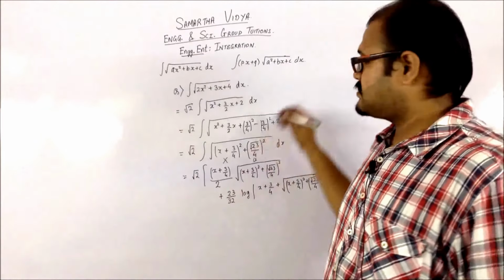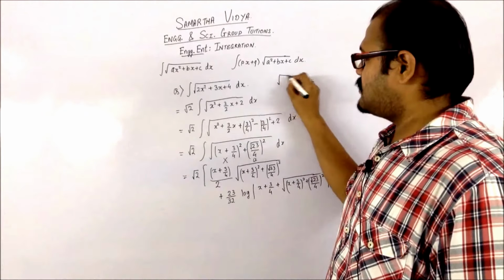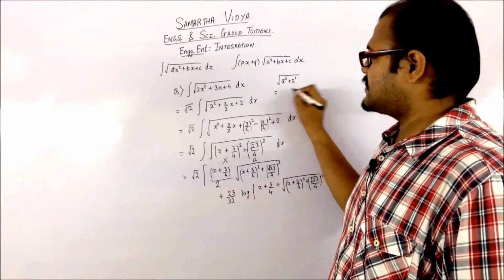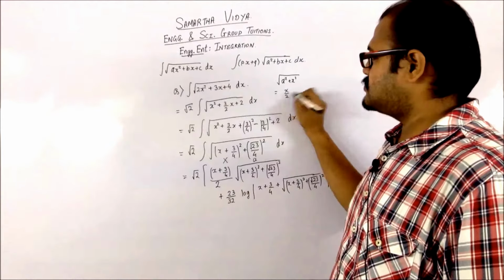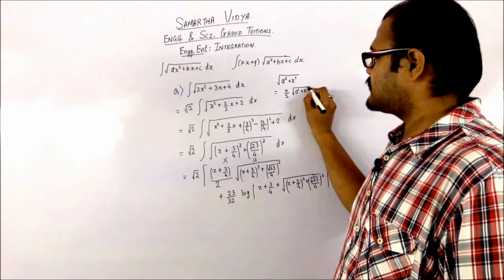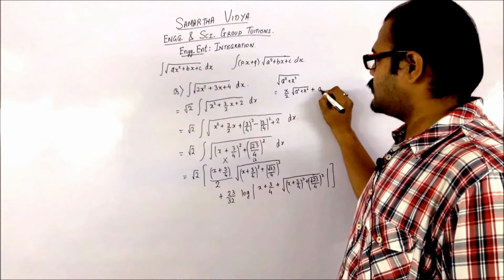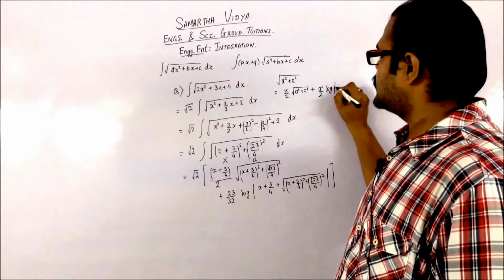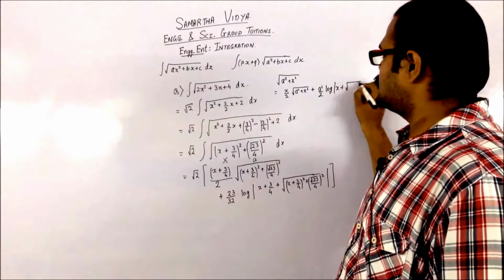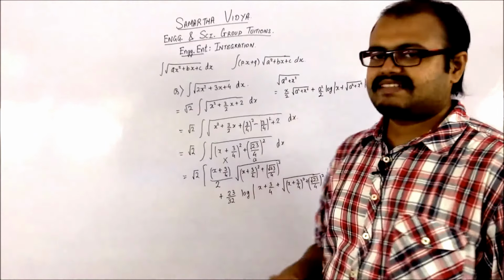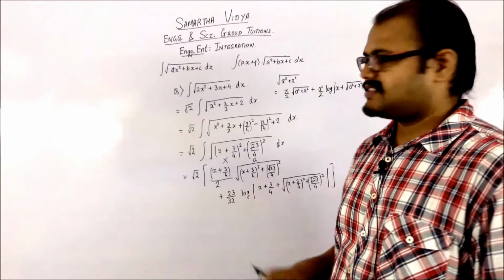As you can recollect, the formula for the root of a square plus x square is nothing but x by 2 into root of a square plus x square, plus a square by 2 into log of x plus root of a square plus x square. So this is basically the formula for that. You need to just apply that.